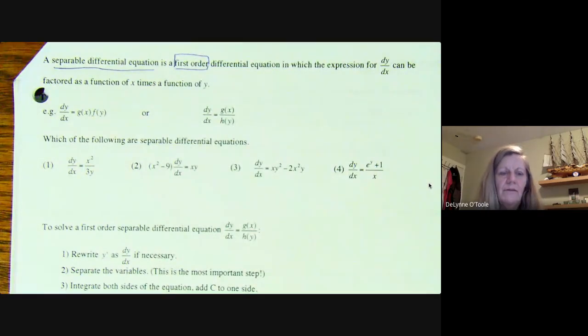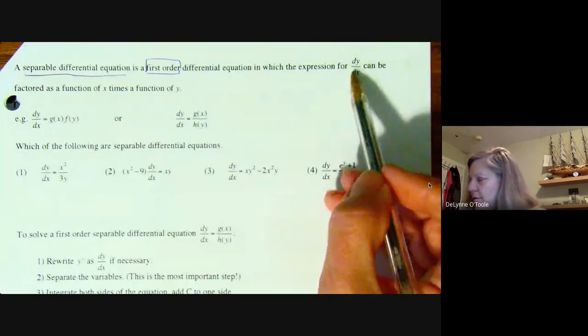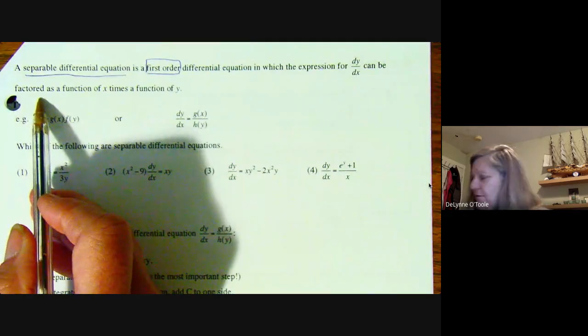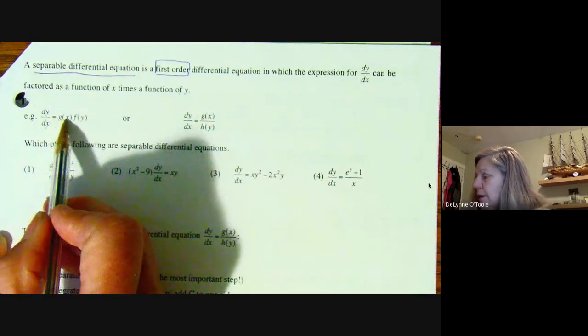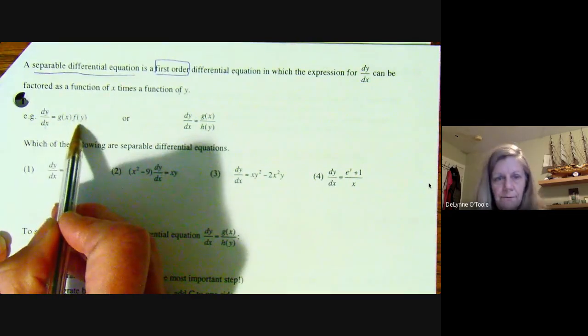Okay, so a separable differential equation is always a first order. In other words, the biggest derivative is a first derivative. And that derivative, dy over dx, can be factored as a function of x times a function of y. In other words, dy over dx can be broken apart into one function in terms of x only and another function in terms of y only.